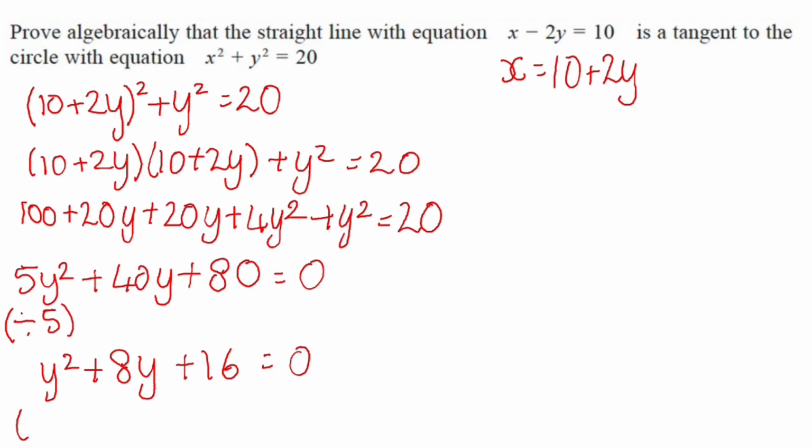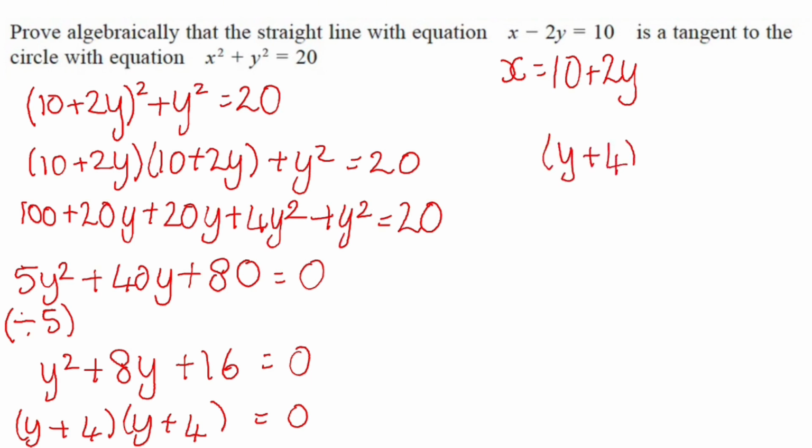So when I factorise this, I would end up with y plus 4 and y plus 4, which could also be written as y plus 4, all in brackets, squared equals 0. Therefore, this means I only have one solution for y, which means I would also only have one solution for x if I was to find out the x value. So y equals -4.